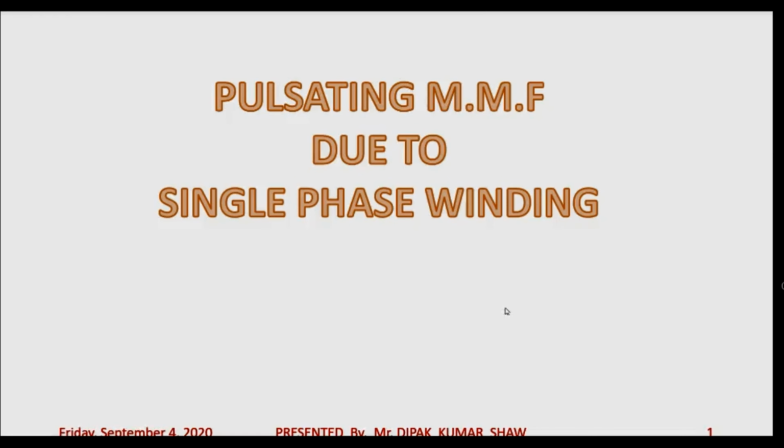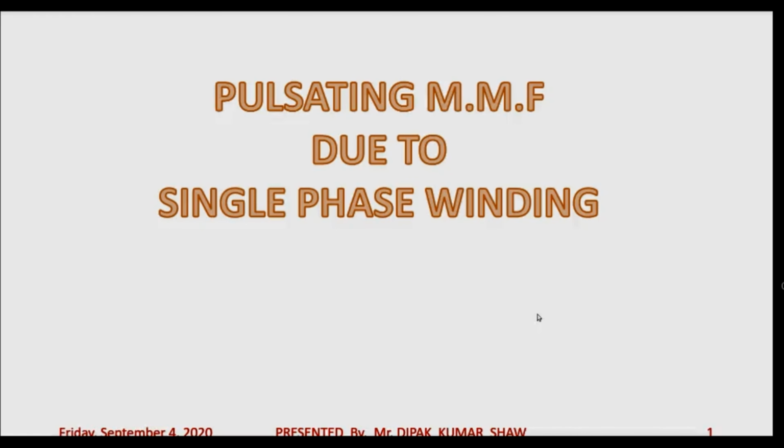So pulsating MMF means that it is a MMF, that is magnetomotive force. The magnitude of this magnetomotive force is going to be a function of time. That means the value of the MMF, the magnitude of the MMF, is going to change with respect to time. So that thing is usually expressed by the term pulsating MMF. So pulsating MMF means MMF which is going to change its magnitude with time.